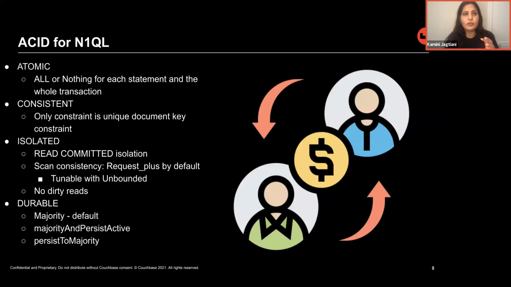And so by default, our scan consistency is request plus, which means that the indexes will be updated to the most recent mutations. If you want faster performance and do not really care about a slight amount of staleness, then you can get that by tuning it with unbounded. But in either case, whether you use unbounded or request plus, there are no dirty reads.